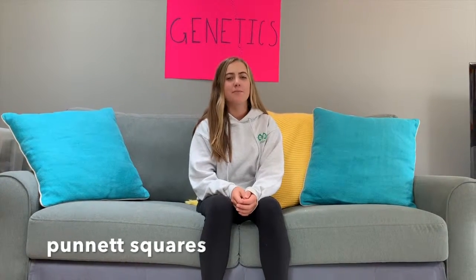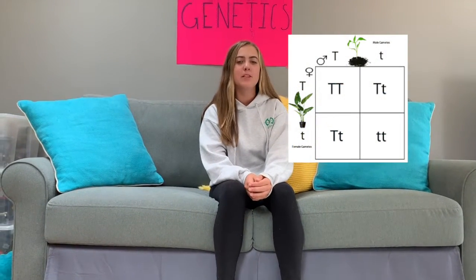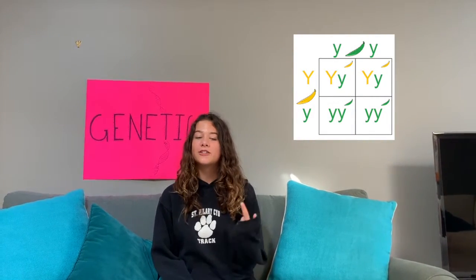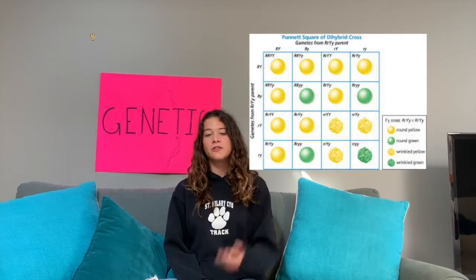On to Punnett squares, both monohybrid and dihybrid. Okay, first, what are Punnett squares and why are they used? Well, Punnett squares are diagrams that are used to predict the genotypes of the possible offspring of 2 individuals. Monohybrid Punnett squares are with 1 characteristic, and dihybrid Punnett squares are between 2 characteristics.